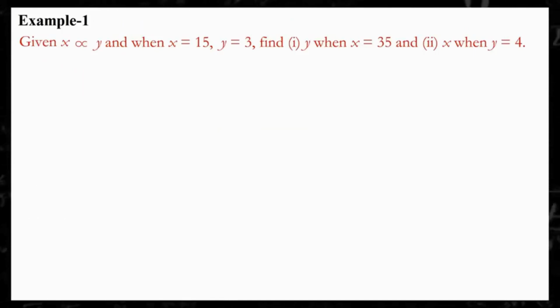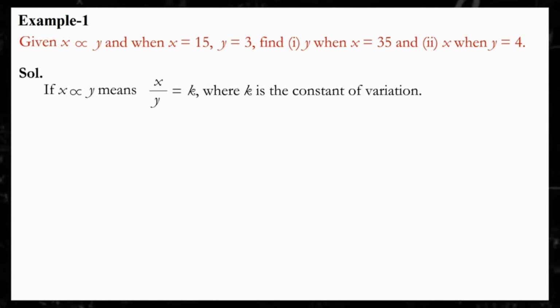Example 1. Given x is proportional to y, and when x is equal to 15, y is equal to 3, find 1. y when x is equal to 35, and 2. x when y is equal to 4. Solution. If x is proportional to y, it means x upon y is equal to k, where k is the constant of variation. This implies that x is equal to ky.